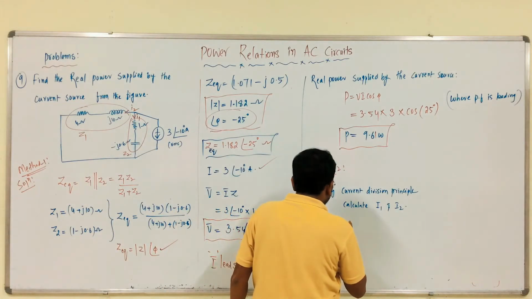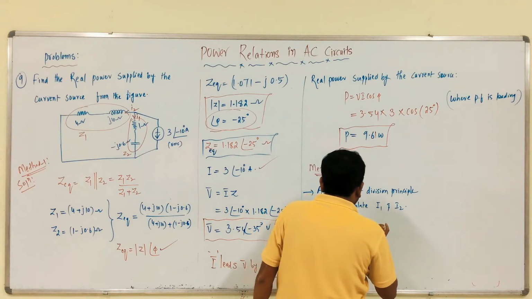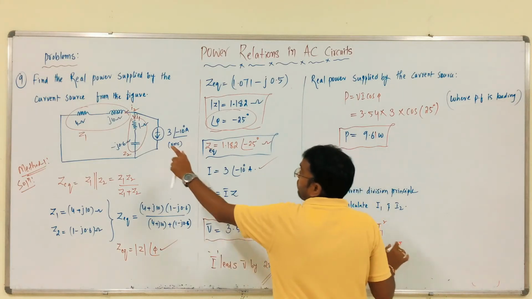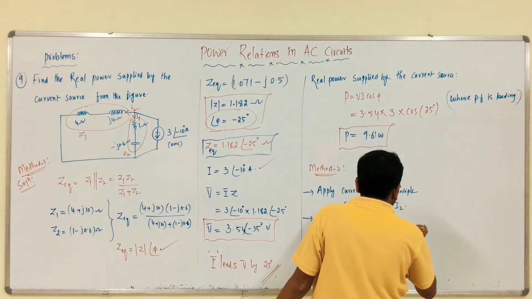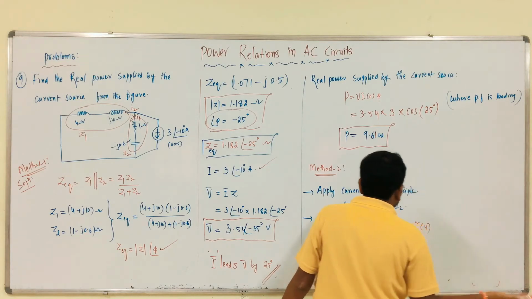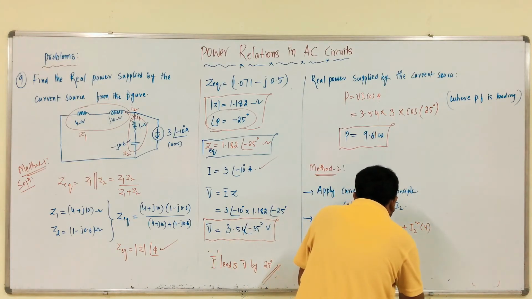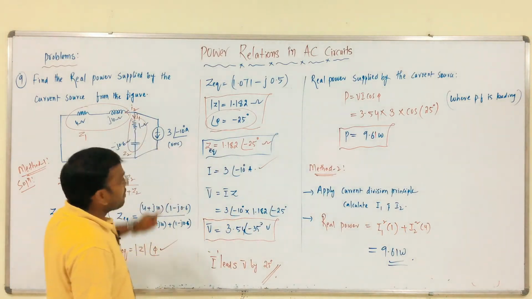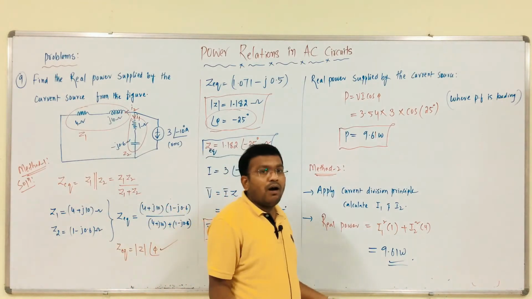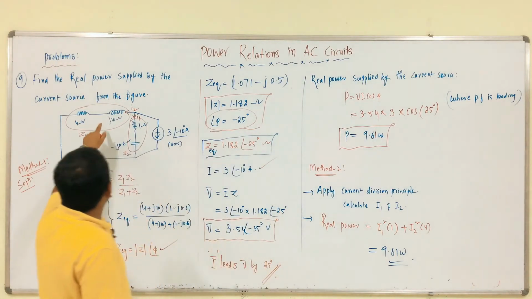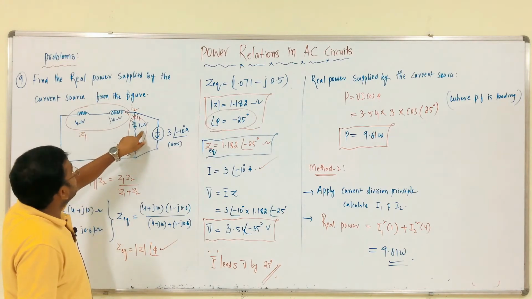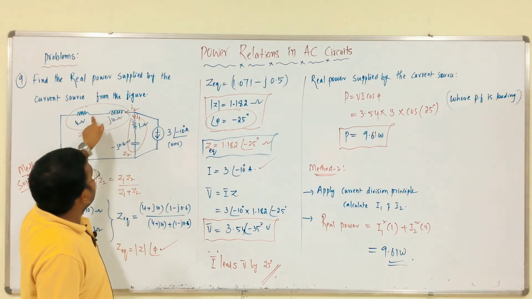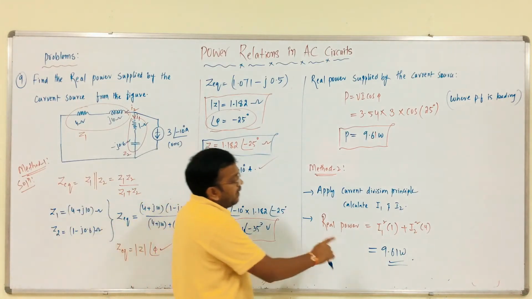Therefore, real power is equal to I1 square into, what is the value of resistance in this branch? 1, plus I2 square into 4. That is the answer. You can get obviously 9.61 watts. This is another method. He wants the real power supplied, which means I square into R. We have only 2 resistors: in the 4 ohm branch, and in this we have a 1 ohm resistor. Therefore, I1 square into 1 plus I2 square into 4. Obviously, we can get 9.61 watts.